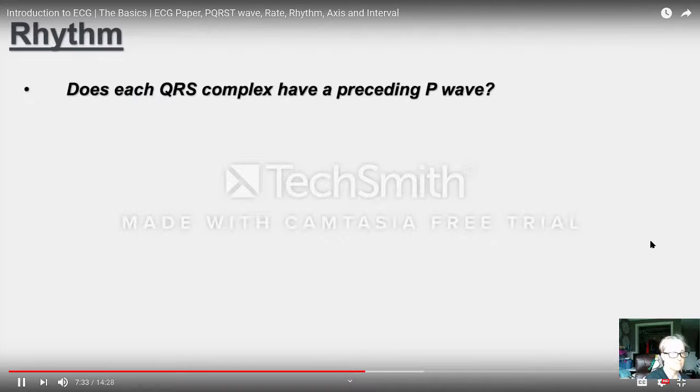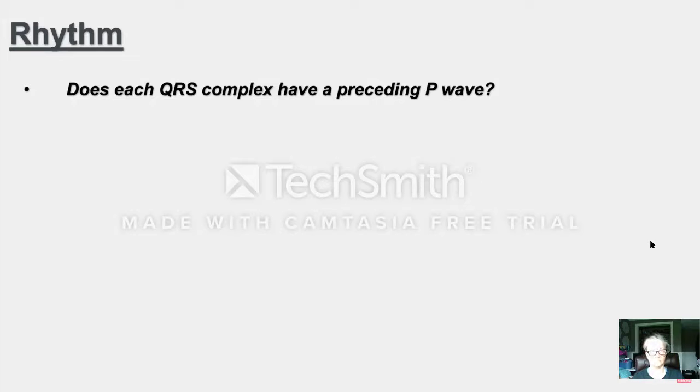I'm going to just talk about the basics with regards to rhythm, and we're going to talk about very complex rhythms in future lessons. But the first question when you're trying to determine rhythm is, does each QRS complex have a preceding P wave? That's a key question. If it's yes, it's a sinus rhythm.